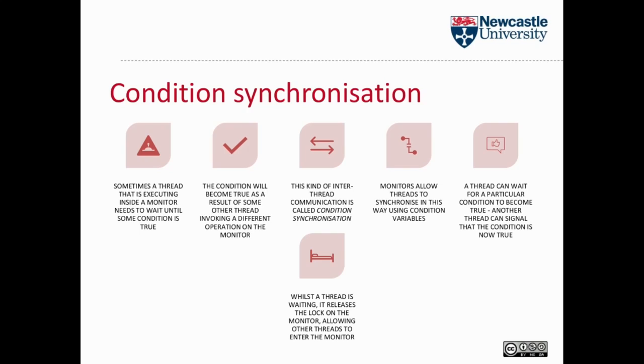So in order to do this kind of two-way communication, you need to achieve condition synchronization, which is the third block. By using condition variables, you could precisely target what to wait for, which is the fourth block. A thread can wait for a particular condition to become true, and another thread can signal that the condition is now true. Also, while a thread is waiting, it releases the lock on the monitor, allowing other threads to enter the monitor. Otherwise, you'd have a deadlock. So you also have that by design.